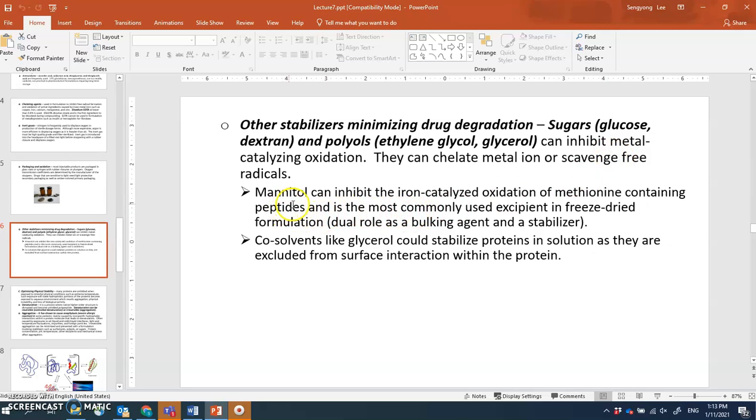Among those, mannitol can inhibit the ion-catalyzed oxidation of methionine-containing peptides, and that's the most commonly used excipient in freeze-dried formulation. So you will do a lab for your formulation process. One of the formulations you will use for that lab would contain mannitol. So we'll talk about that again during the lab. And then co-solvent like glycerol could stabilize protein in solution, as they are excluded from the surface interaction within the protein. So you could add glycerol in your formulation. That's what it means.